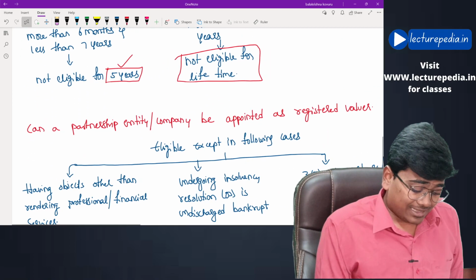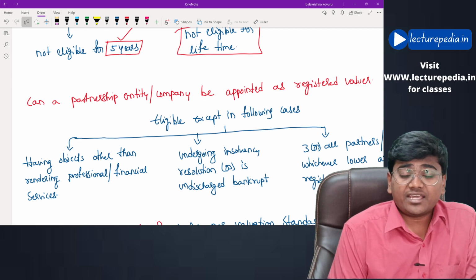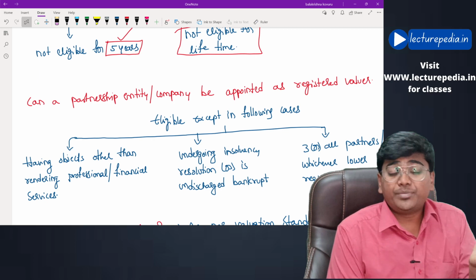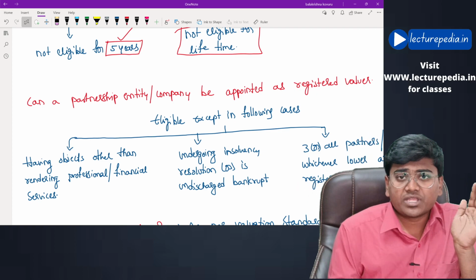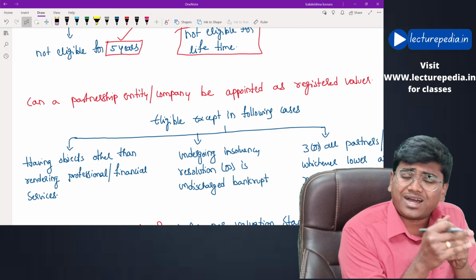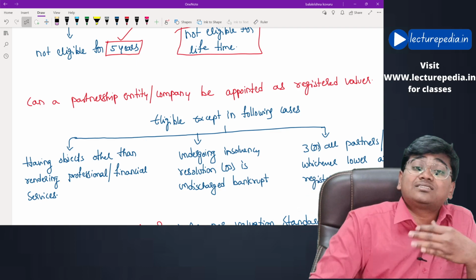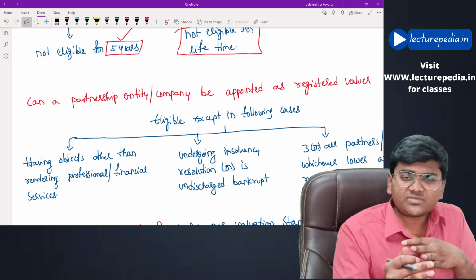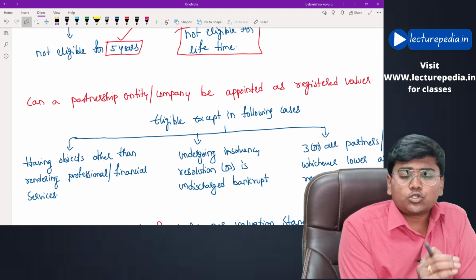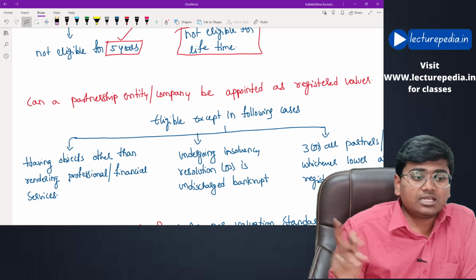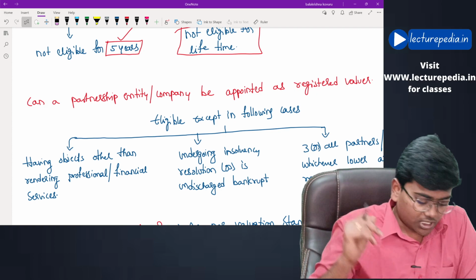Now the next question is, can a partnership firm and a company be appointed as registered valuer of any of the company? The answer is yes. A partnership firm and a company can be appointed as registered valuers of any of the company, provided that it should not fall in these criteria. It should not possess these disqualifications. What are they? Let us see.